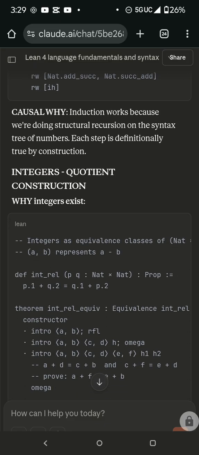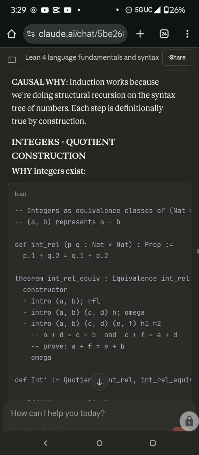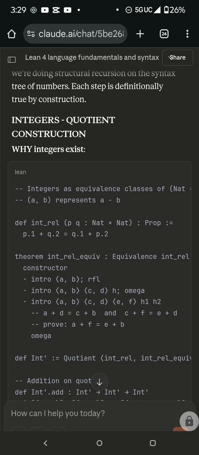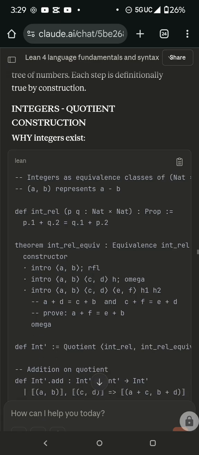Causal why. Induction works, after all, in life because we're doing structural recursion on the syntax tree of numbers. Each step is definitionally true by construction. Then integers. Remember, this thing's sort of thinking out loud and sort of reconstructing the basics, but out loud for us. So these messages are a little bit longer.